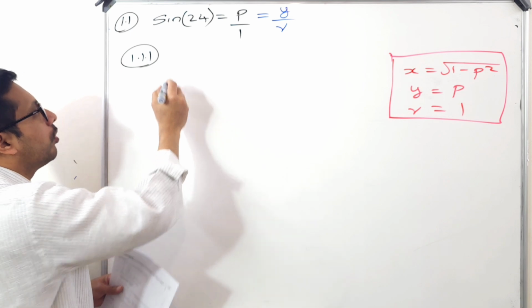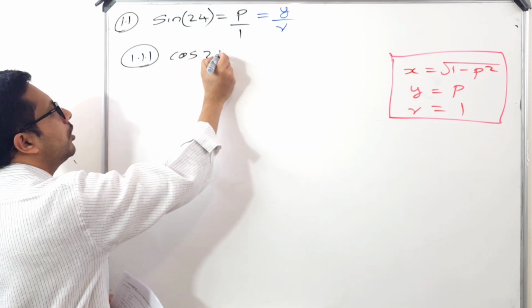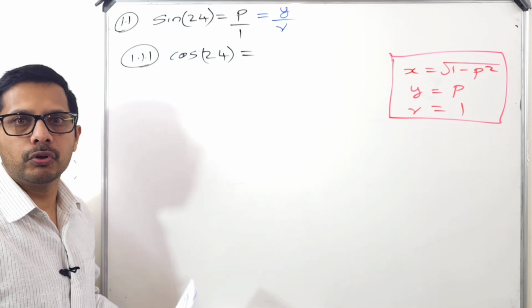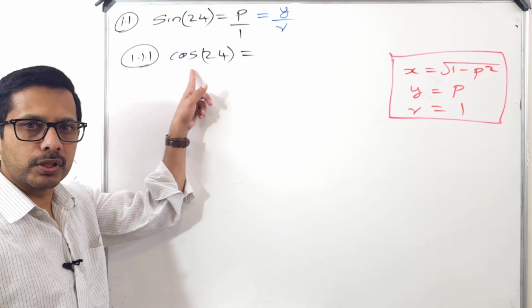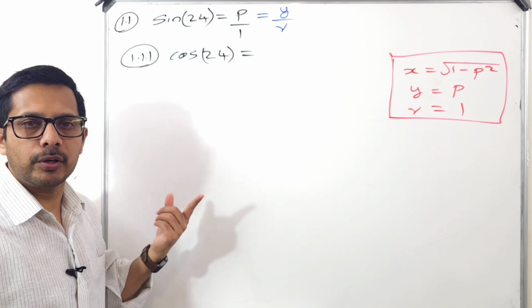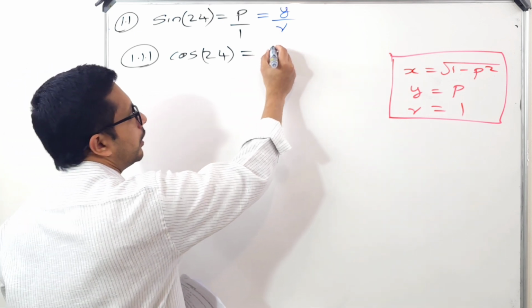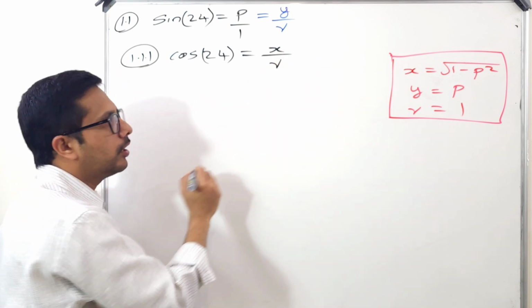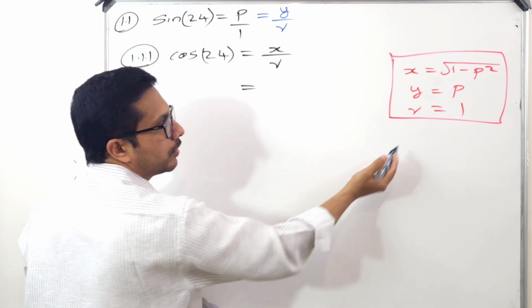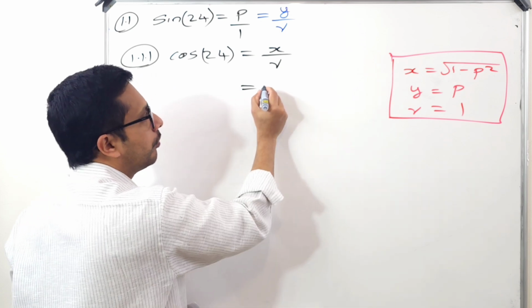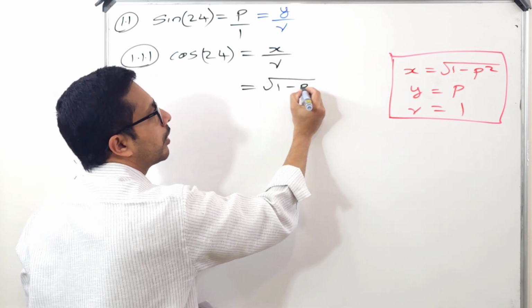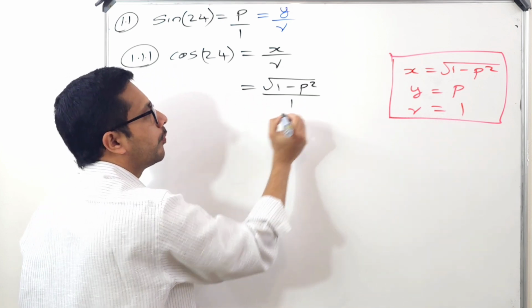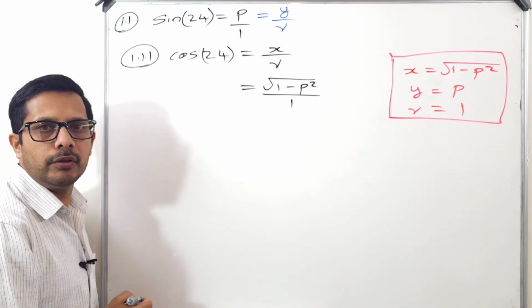What is that question? Cos of 24. Once we get this x, y and r, it is very easy, if you know the definition of cos. What is cos? Yeah, you studied adjacent side divided by hypotenuse. What is adjacent side denoting? X over hypotenuse. Hypotenuse is r. So now tell me, what is the value of x? We got it as square root of 1 minus p square. Am I right? Divided by, what is the value of r? It is 1.